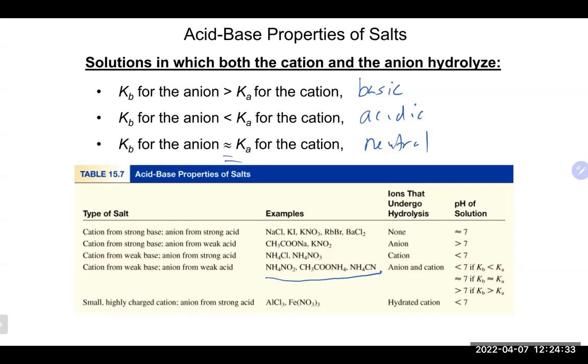And then lastly, our charged metals here. Those will always be acidic. Really, the water part of it is what's producing an H3O+. Any questions on salts? Okay.